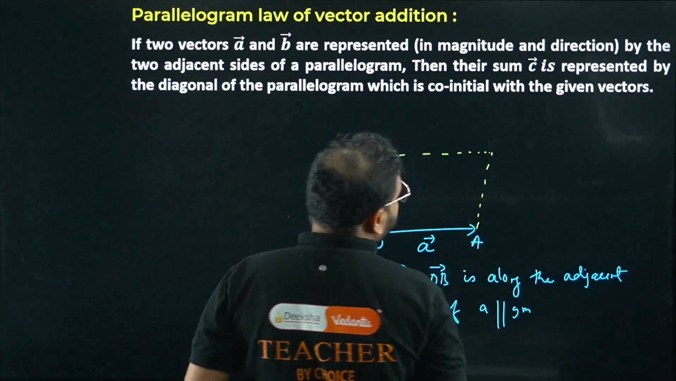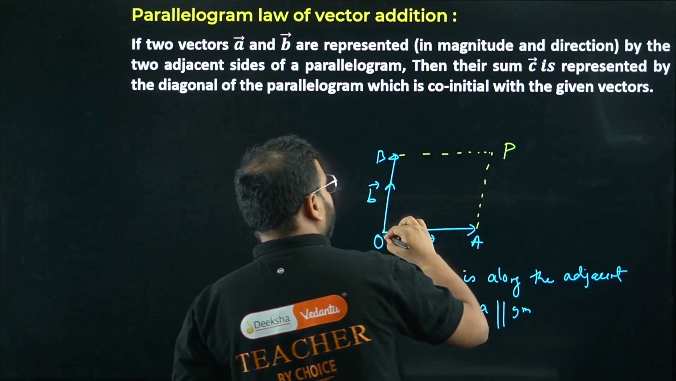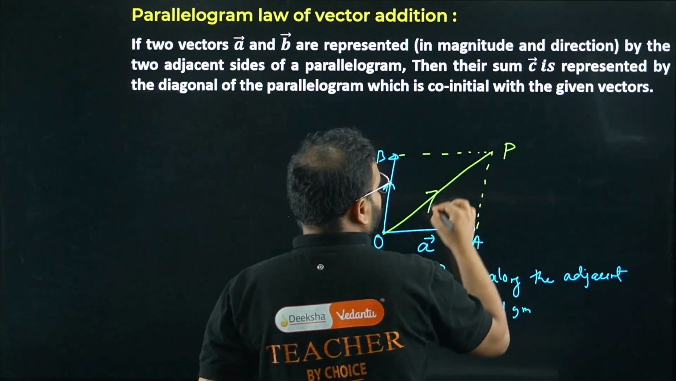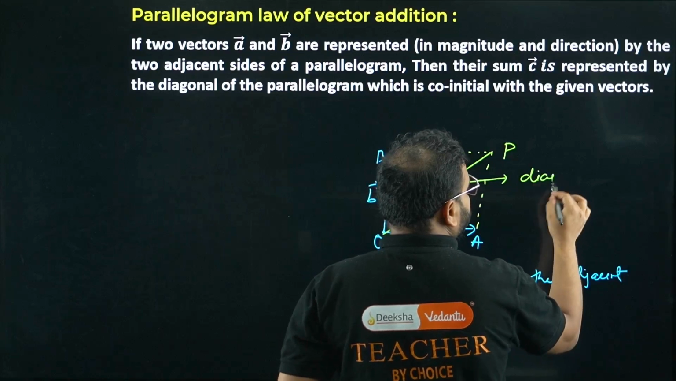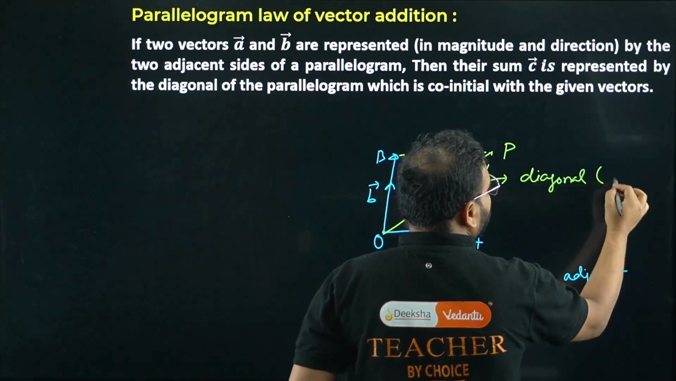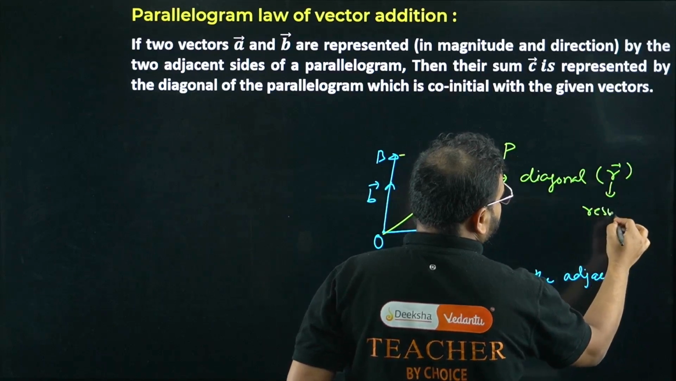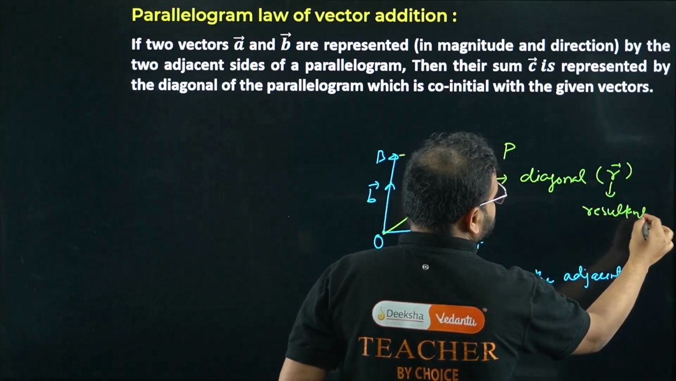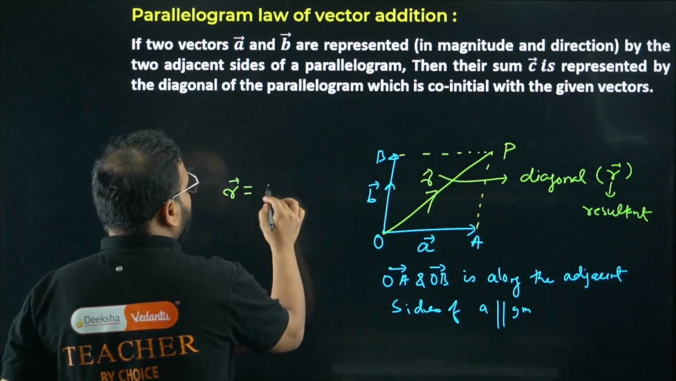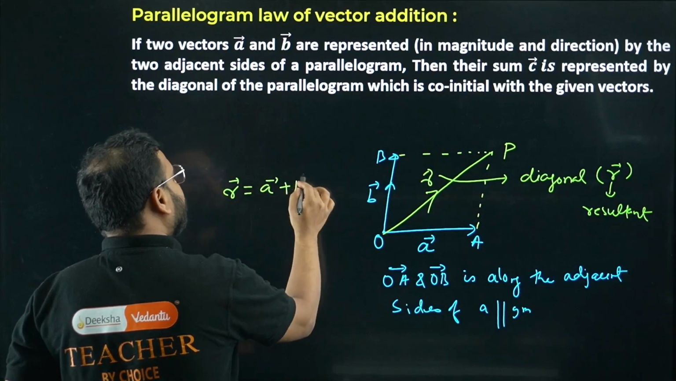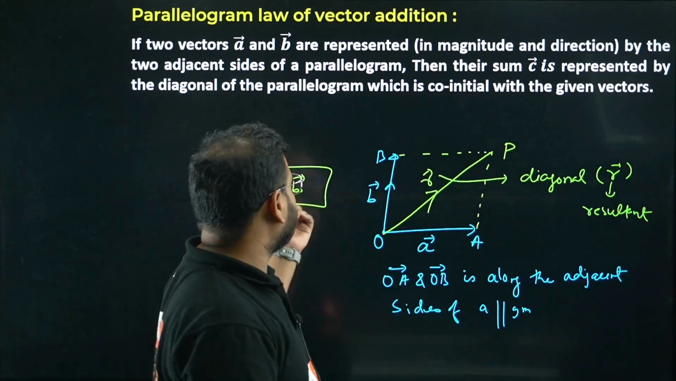This is a parallelogram, right? OAPB, let's call this point P. So vector OP will be your vector R. This diagonal will be nothing but vector R. We know this vector R is called the resultant vector. How do you write this? Like this only: R equals vector A plus B. That's the same law. Can you verify this part?